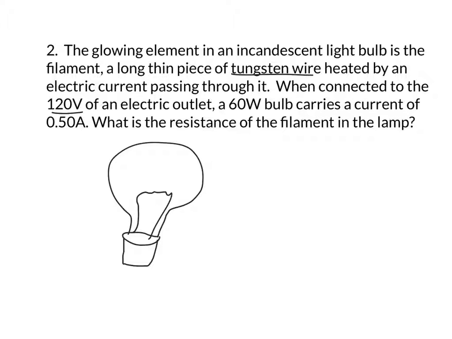We're connecting this to a 120 volt outlet. It's a 60-watt bulb. It's carrying a current of 0.5 amp. What is the resistance of the filament? Again, I believe there's information here we don't need, right? Our Ohm's law equation is V equals IR. And we're looking for resistance. We don't need power. I think you can do this with power. There are ways to rearrange this equation to have power in there, but for now, who cares?